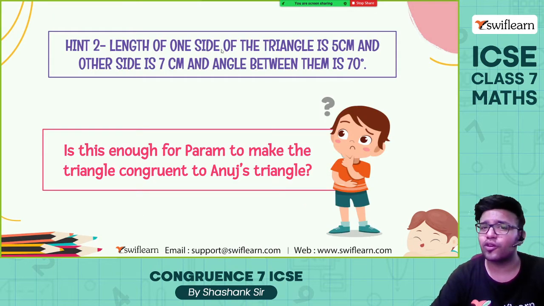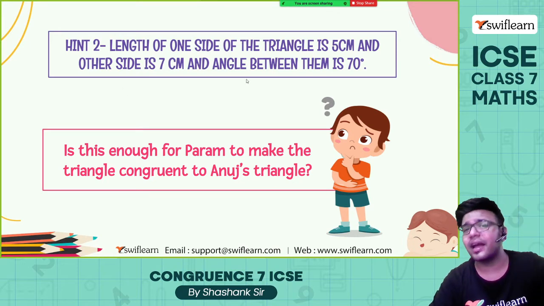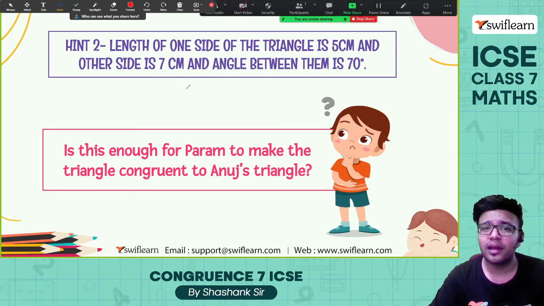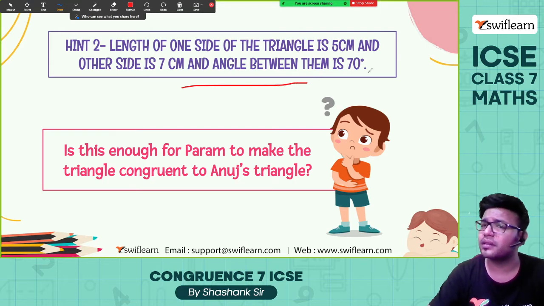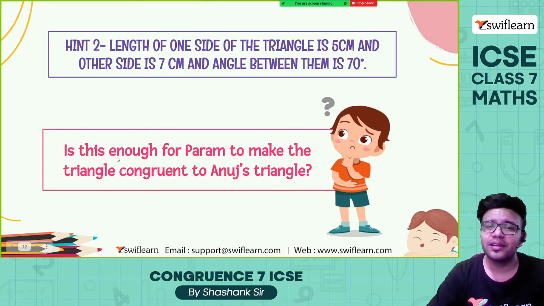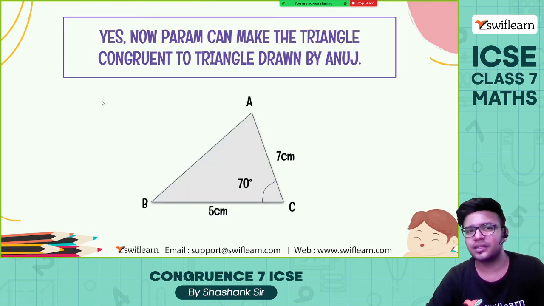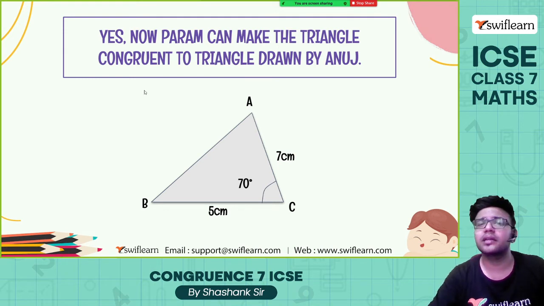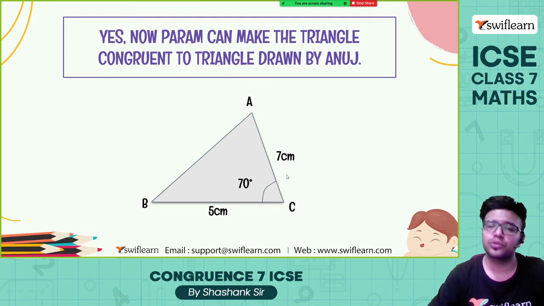Hint 2: the length of one side of the triangle is 5 cm and the other is 7 cm, and the angle between them, look here, the angle between them, this is the main thing, is 70. Can we draw? Yes, this is enough. Is this enough for Param to make the triangle congruent to Anuj's triangle? Yes. Now Param can make the triangle congruent to Anuj's triangle.